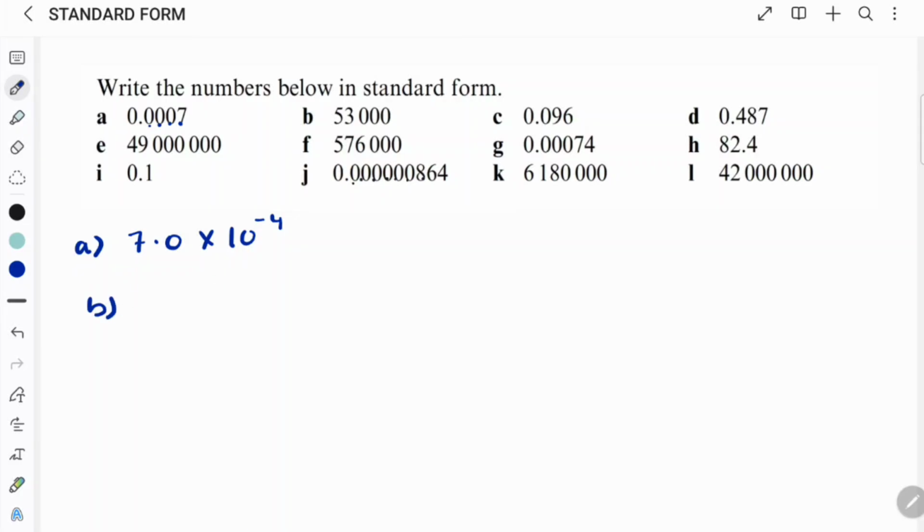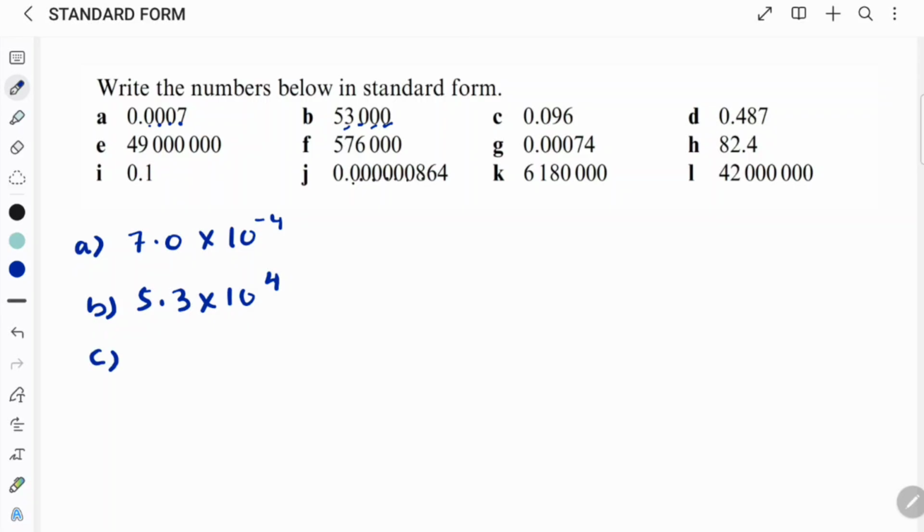Part B, 53,000, positive power, no 0 point. So 5.3 into 10 to the power 1, 2, 3, 4. For these mixed questions, don't make mistakes. Okay, first identify where is the positive and where is the negative power. Okay, so then you can easily do the question.